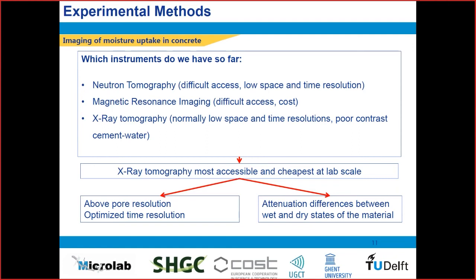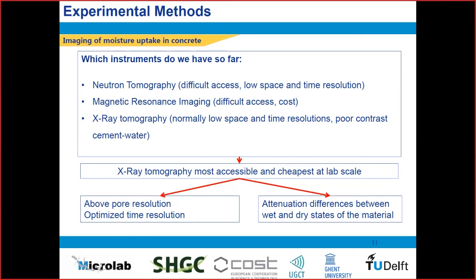Typically, this kind of equipment is mainly in medical facilities and is also very, very expensive. And then we have X-ray tomography, which normally doesn't have high enough space and time resolutions. And it also presents poor contrast between cement and water. But X-ray tomography is the most accessible and cheapest at lab scale, with almost every, let's say, university.